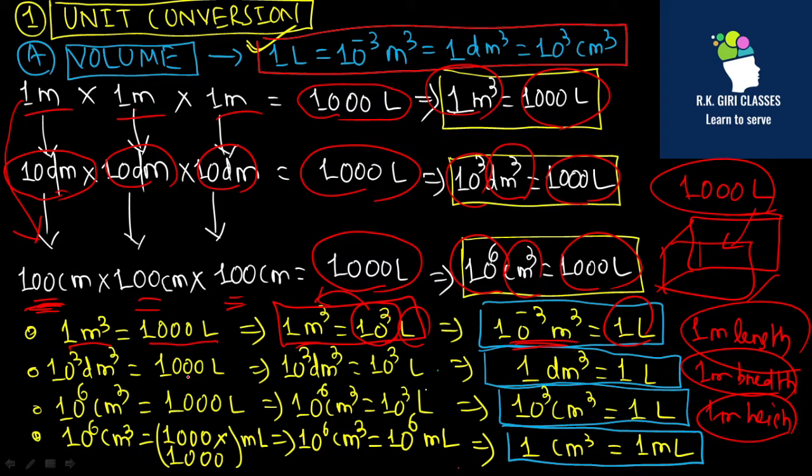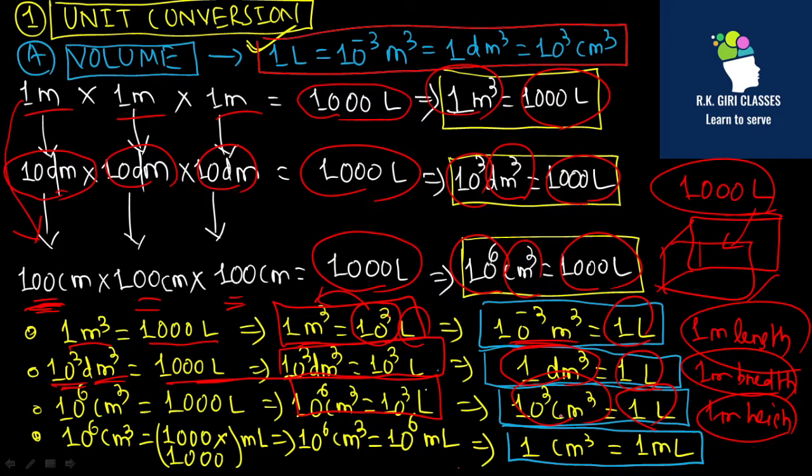It comes here, right? Similarly, 10 to the power 3 dm cube is equal to 10 to the power 3 liter, right? That means 1 dm cube is equal to 1 liter here. Similarly, 10 to the 6 centimeter cube is equal to 10 to the 3 liter. That means 1 liter is equal to 10 to the 3 centimeter cube.